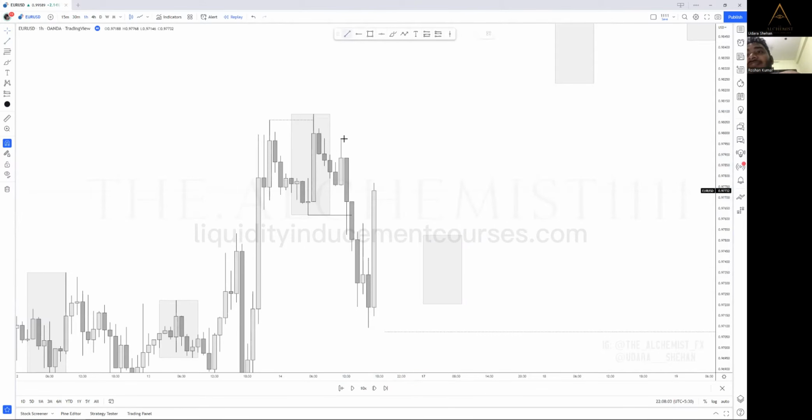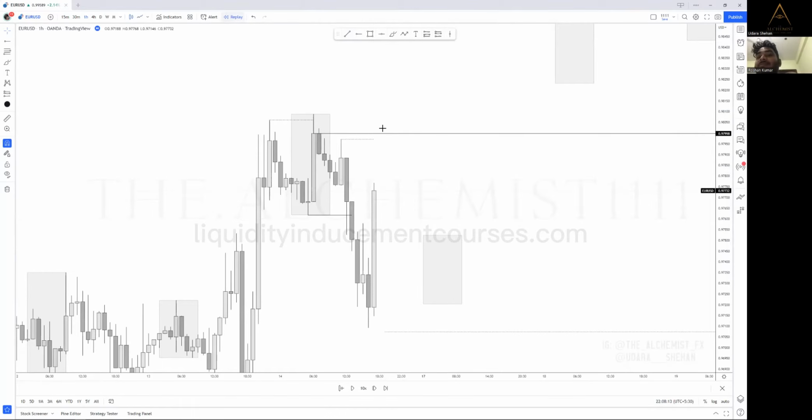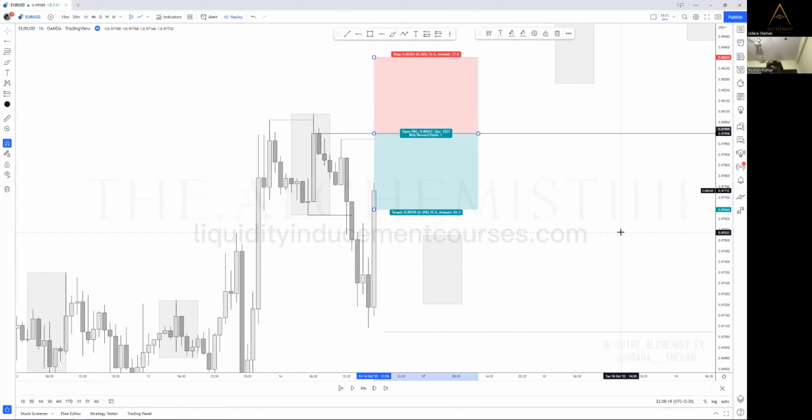No. This is internal range liquidity. Okay. And what do we have above it? A resistance, a strong one. Why? Because it is on a strong high and it has some major liquidity sitting below it. Okay, so look at this. This is how you could have traded news. Sell. Okay, we can sell it.